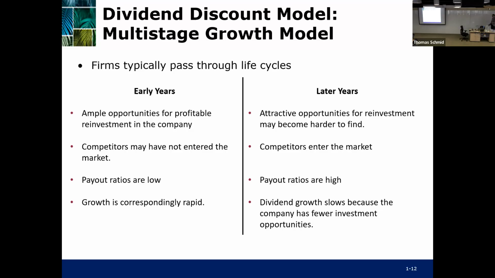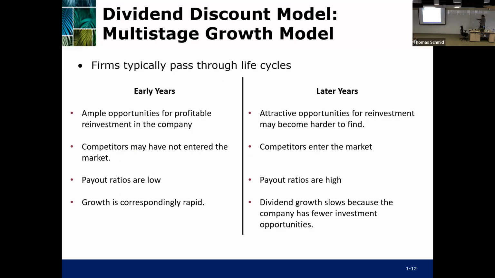In the late years, things change. Industries become more competitive. There are less attractive opportunities to reinvest profits, because there are more competitors having the same technology, the same ideas, working in the same industry. So firms lose opportunities to profitably reinvest their money. What they often do at this point is decide to pay out the money to the shareholders, which of course also means that dividend growth slows down and approaches a long-term constant growth rate.